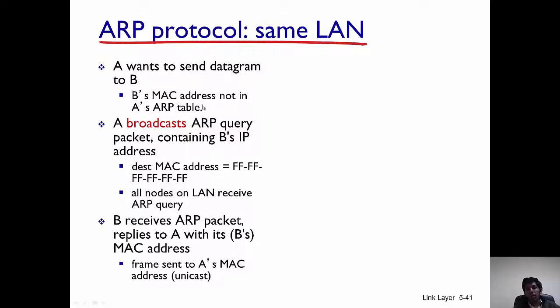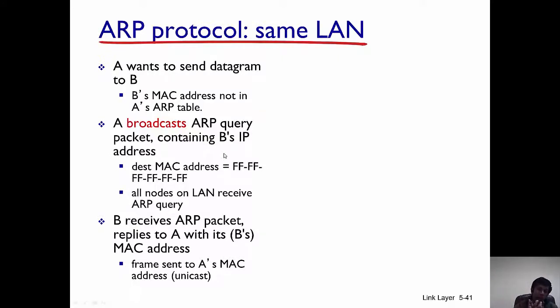Now, if you assume that B's MAC address is present in A's ARP table, what A is going to do is look up the MAC address of B and send the datagram to B. But if B's MAC address is not available to A, A is going to broadcast an ARP query asking who has this particular IP address. In the destination MAC address, it's going to put FFFF, basically all ones, and it broadcasts this query.